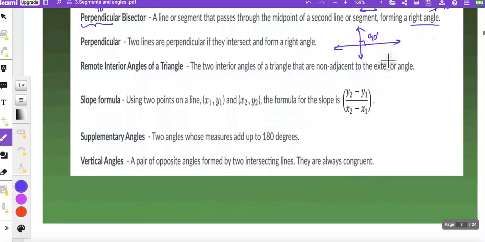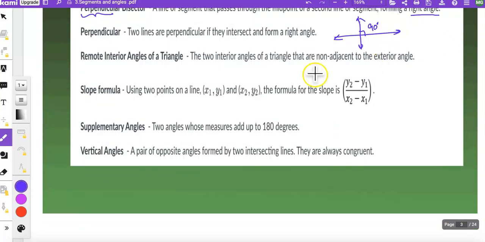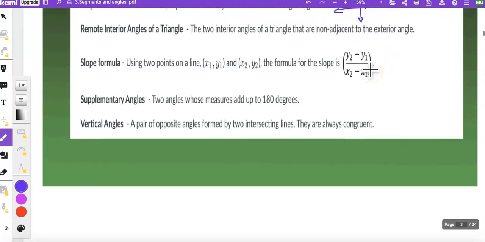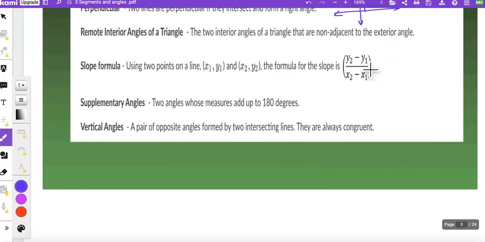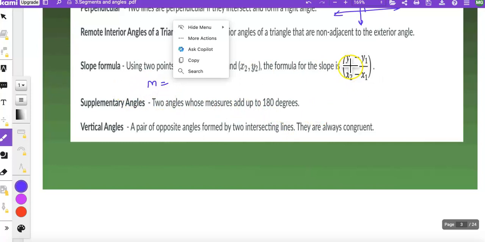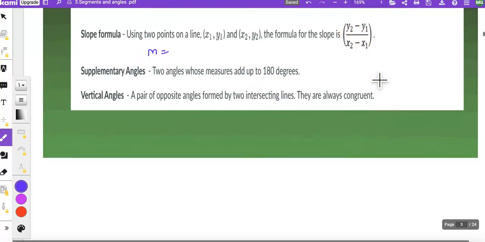Remote interior angles of a triangle: the two interior angles of a triangle that are non-adjacent to the exterior angle. Slope, you all know about the slope formula. We use the symbol M to represent slope, and the formula is over here. Supplementary angles, as I said, are two angles whose measures add up to 180 degrees.